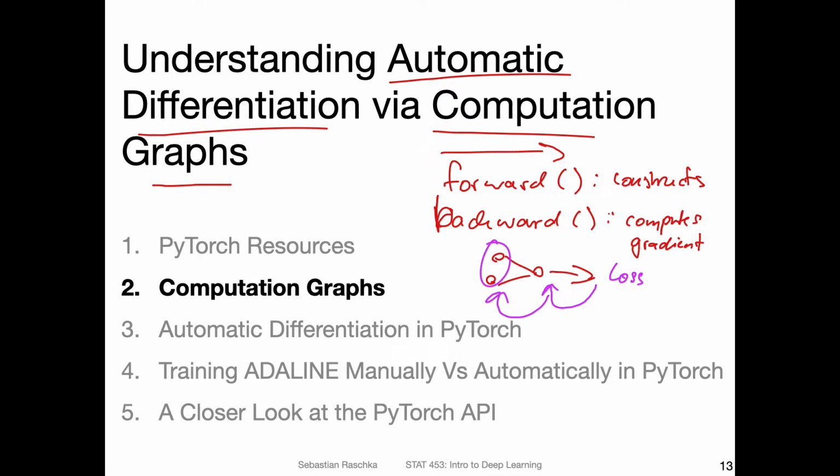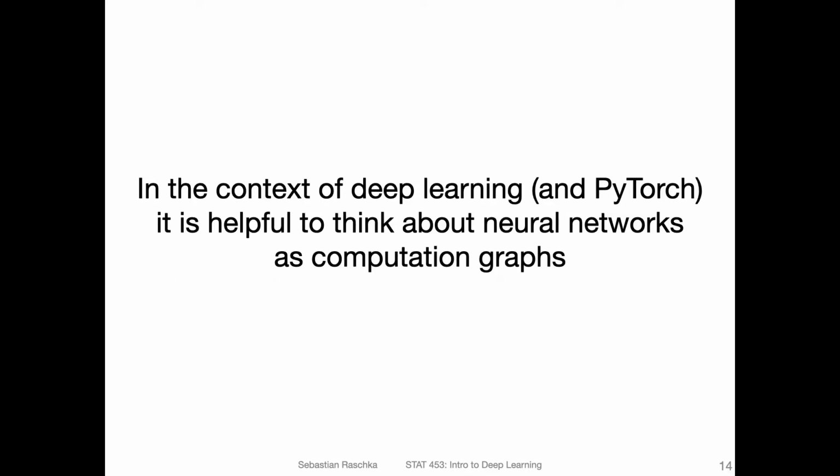So in this lecture, in this video, I want to briefly go over what such a computation graph is and how we work with it conceptually before we see how PyTorch handles that. So in the context of deep learning and PyTorch, it is helpful to think about neural networks as computation graphs, because neural networks are really just a chain of computations, like nested computations.